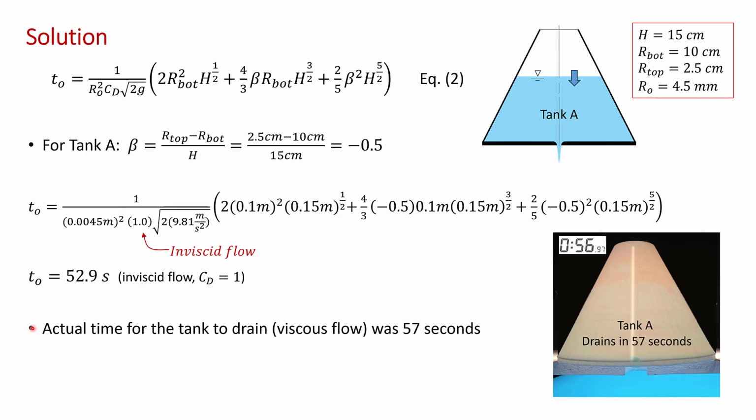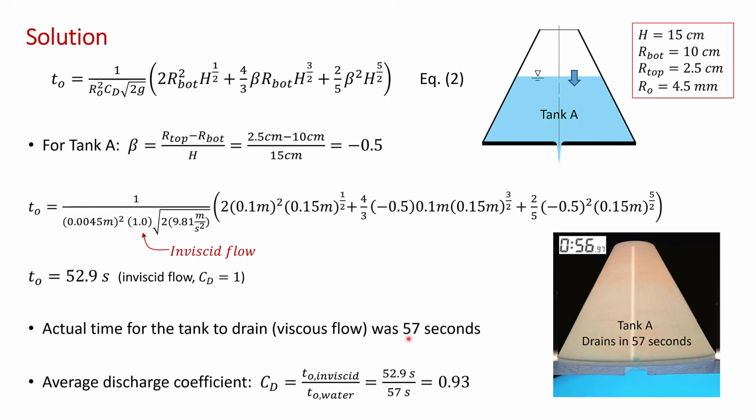We saw at the beginning of the video that the actual time for the tank to drain with water was 57 seconds. We can use these two times to estimate the average discharge coefficient. The average discharge coefficient is the time to totally drain for the inviscid fluid over the time to totally drain with our real fluid, water. So 52.9 seconds divided by 57 seconds. And that gives an average discharge coefficient of 0.93.